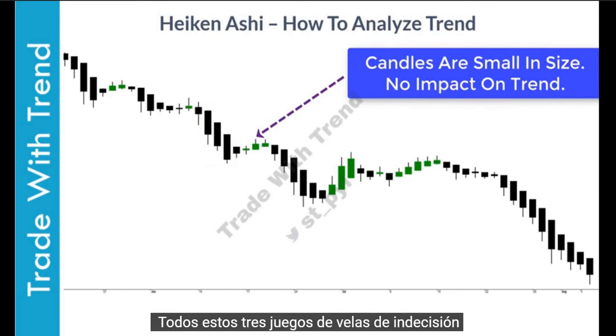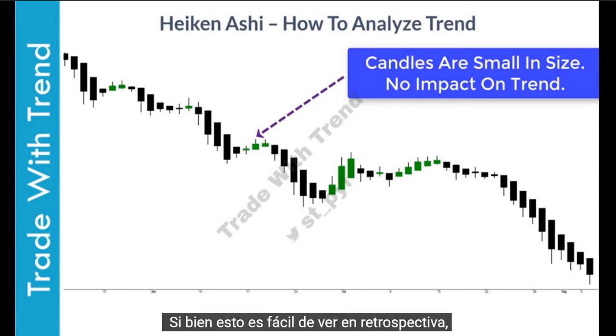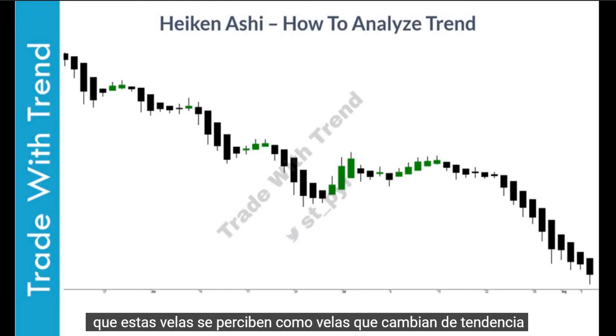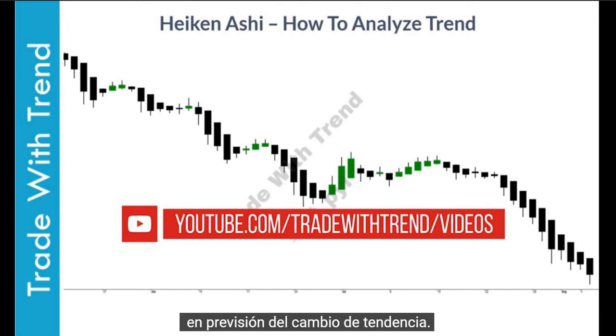All these three sets of indecision candles that I've marked here have no impact on the underlying trend. Now, while this is easy to see in hindsight, it is difficult to maintain calm when these appear in real time. This is mainly because such candles are perceived to be trend changing candles, and once these appear, traders begin to exit positions in anticipation of a trend change.